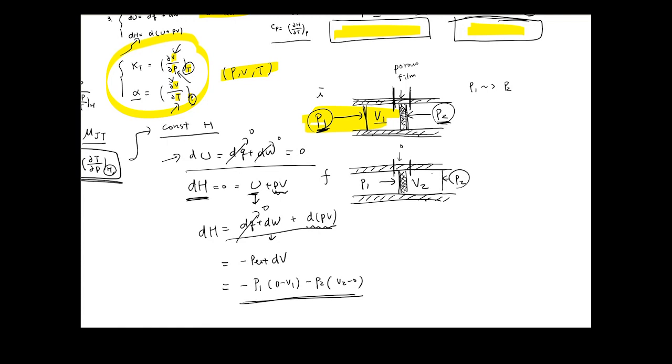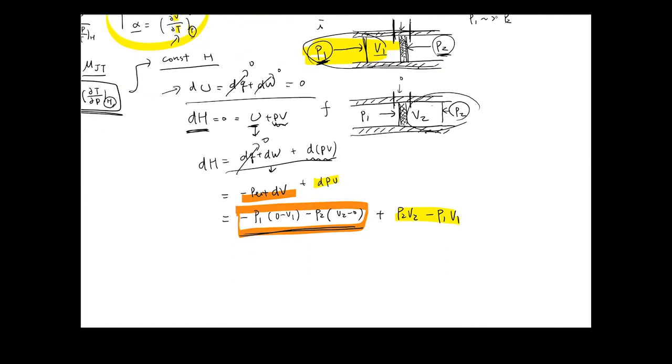For this delta PV, then we know final will be just P2 V2. Initial will be just P1 V1. So this is going to equal this. This is going to equal that. So once you have this, then you will realize the first term is P1 V1 minus P2 V2. The second term is P2 V2 minus P1 V1. And they just all cancel out.